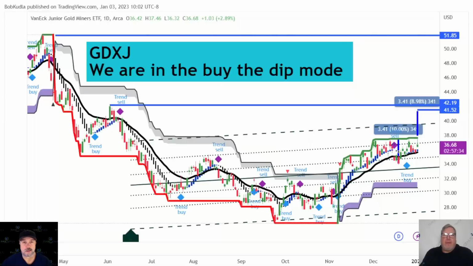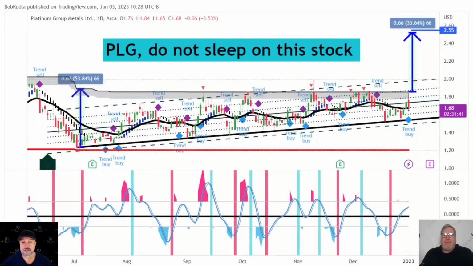Gotcha. And then the next one you picked out was PLG. Yeah, one thing that happens with gold and silver is that platinum and palladium are a little less manipulated. And then we get a little bit extra bang for the buck here because South Africa and Russia really control the production of these white metals, they're called.